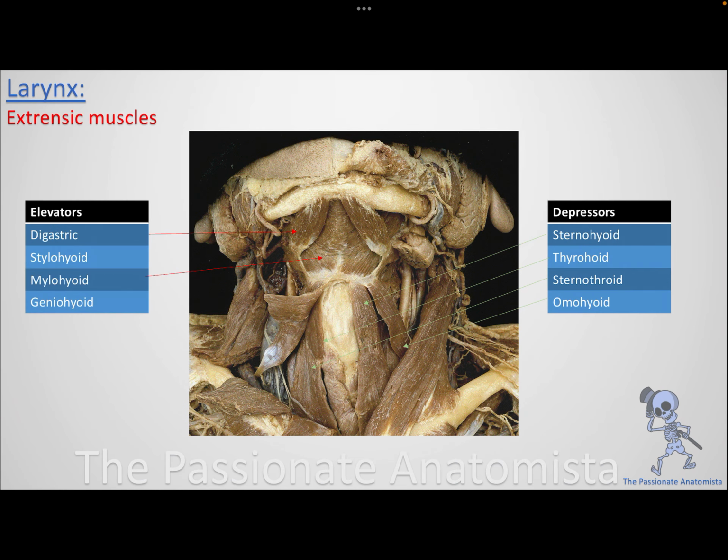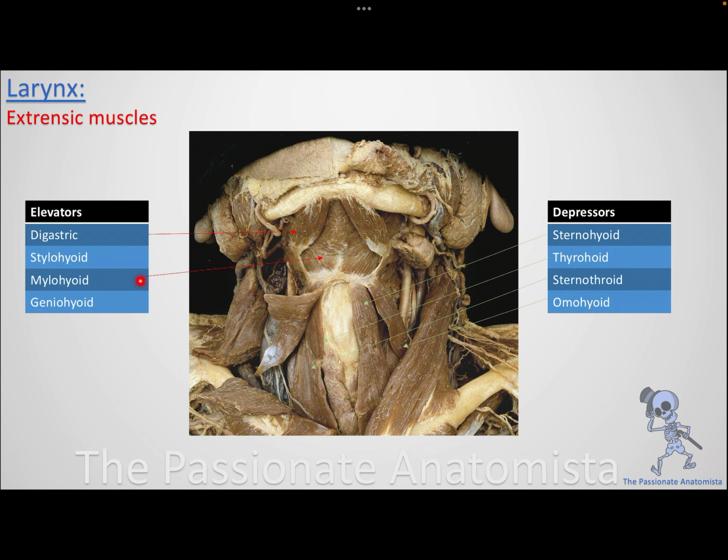Now, to talk about the muscles of the larynx, we have structures or muscles that connect my larynx to the surrounding structures extrinsically. I have muscles that are important as they move the larynx, and they are considered extrinsic muscles. These muscles are connected to the hyoid bone and the structures outside of the larynx, and they either elevate the larynx or depress the larynx.